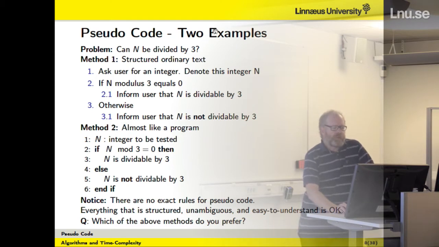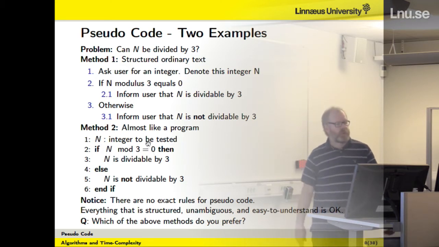Two examples solving the same problem. The problem is extremely simple. Can n be divided by 3? My first approach, structured ordinary text. Ask user for an integer, denote this integer n. If n modulus 3 equals 0, inform the user that n is divisible by 3, otherwise do it like this. Or almost like a program. Here I introduce n, the integer to be tested, I do a computation, and I do a statement here. Both are pseudocode.